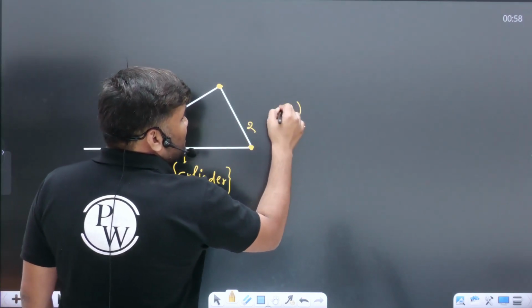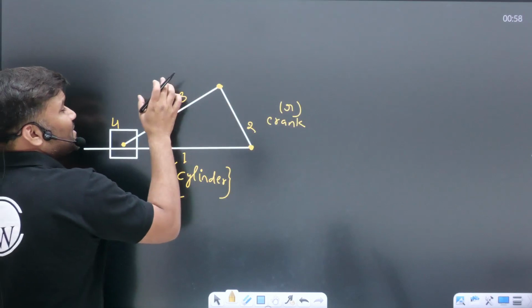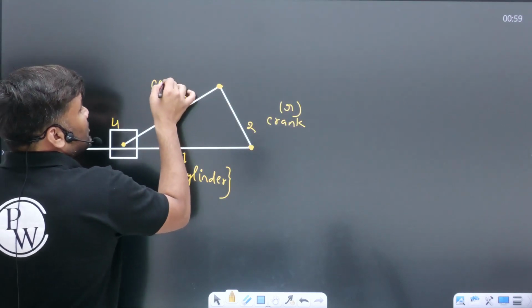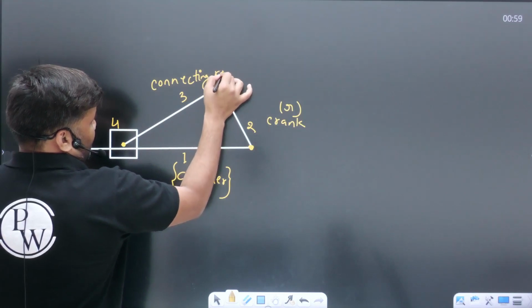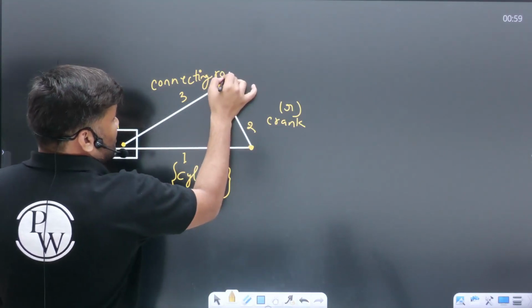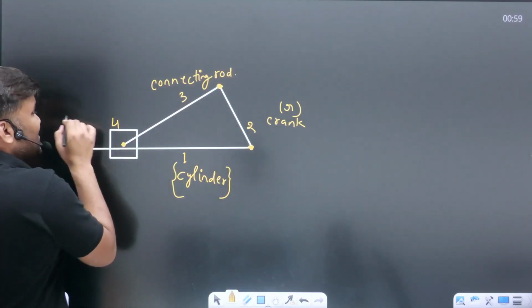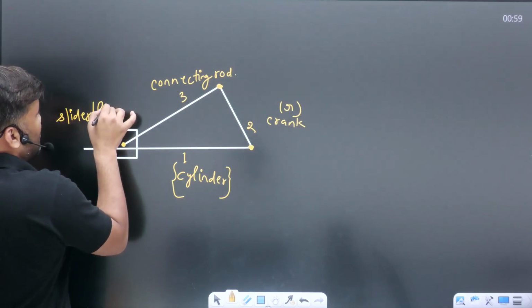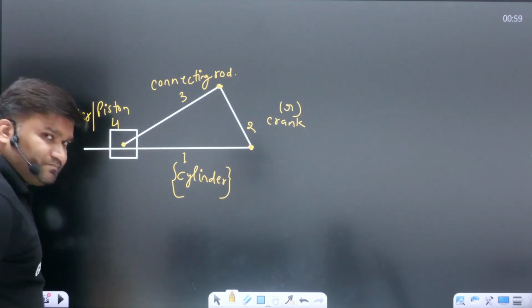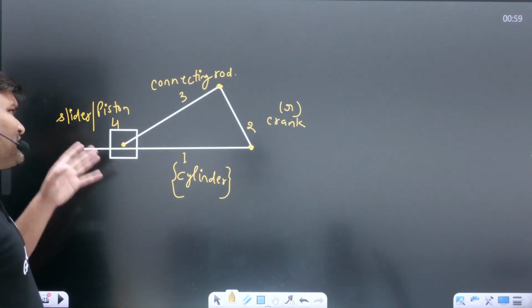Radius r se dimension ko represent karte hain. This is link number 3 which is going to be your connecting rod, and this 4 is your slider, or sometimes people will also call it as piston beta. Slider bol lijiye, piston bol lijiye, nothing but same.